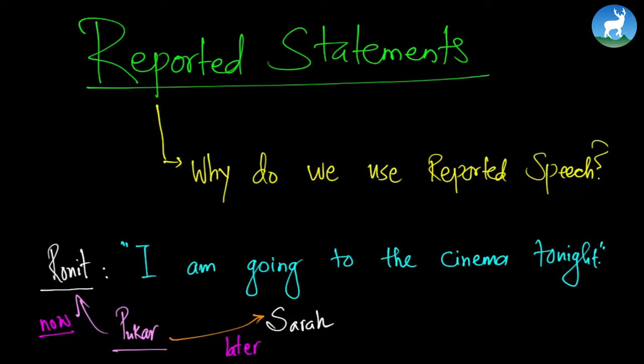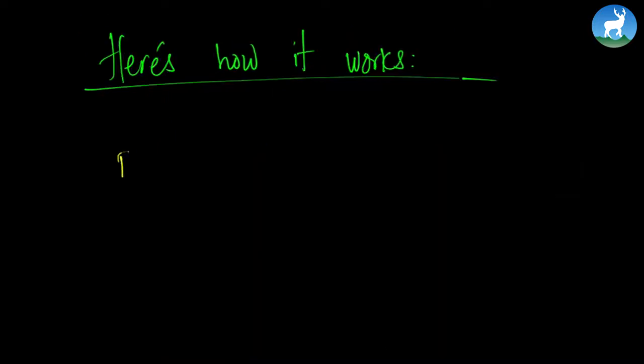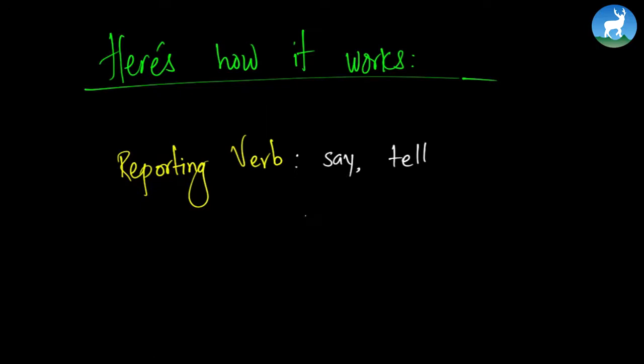Here is how it works. We use a reporting verb. What do we use? We use our reporting verb, like we use say, we use tell. And if this verb is in the present tense, it's pretty easy, believe me. We just say, she says, or in this case, Ronit says, right? Like, let me give you one example.